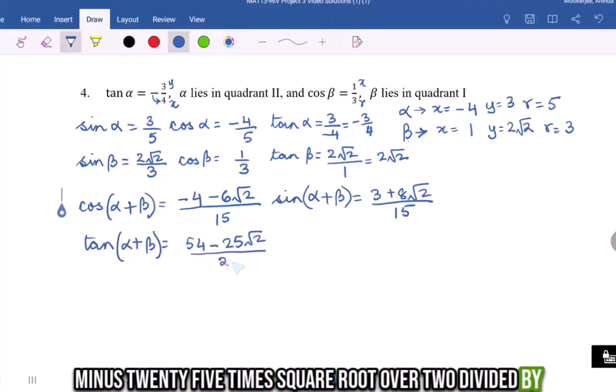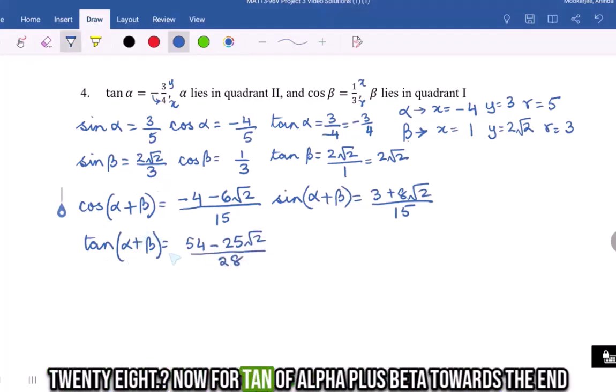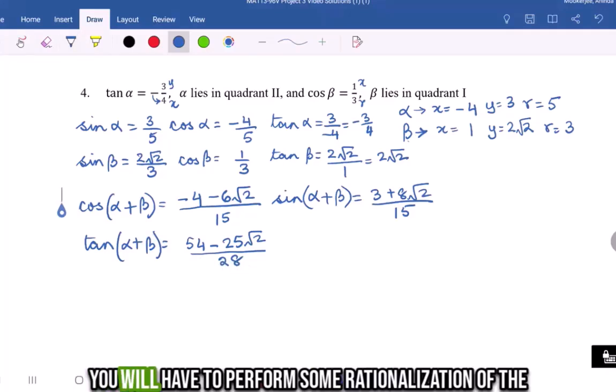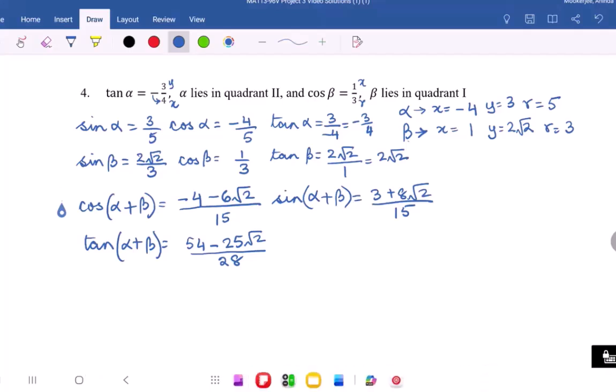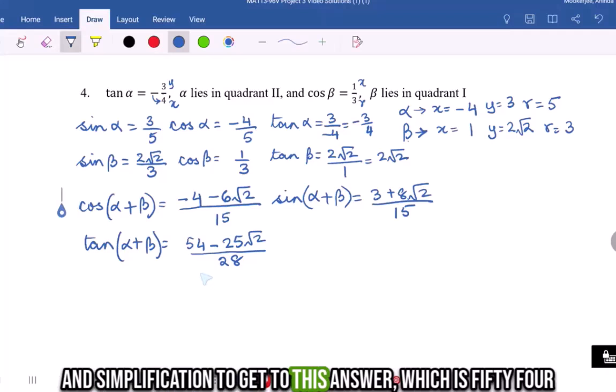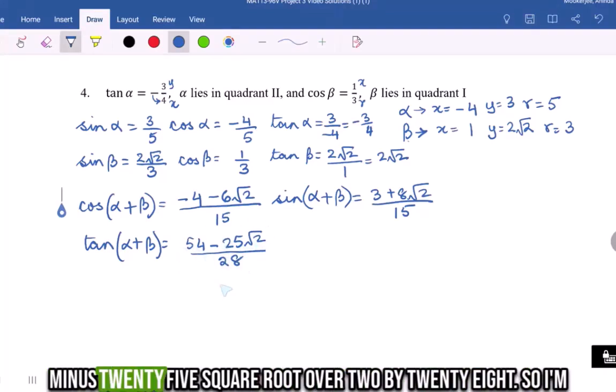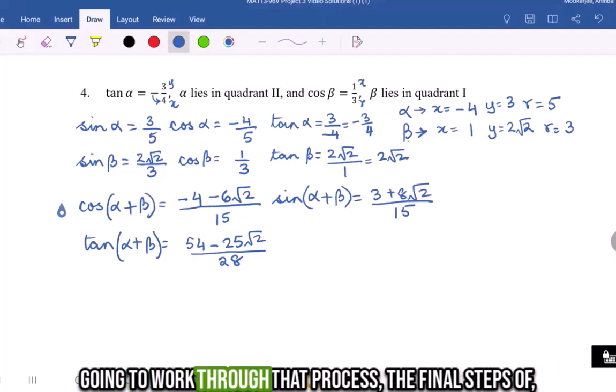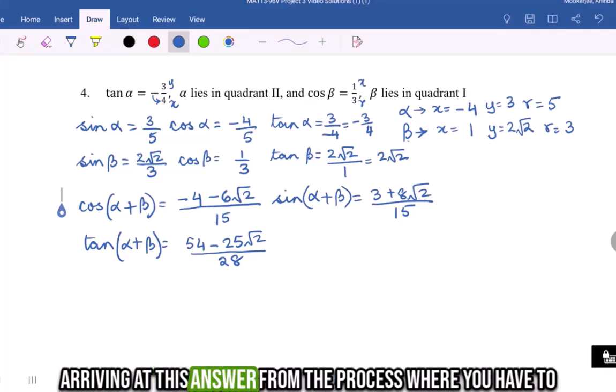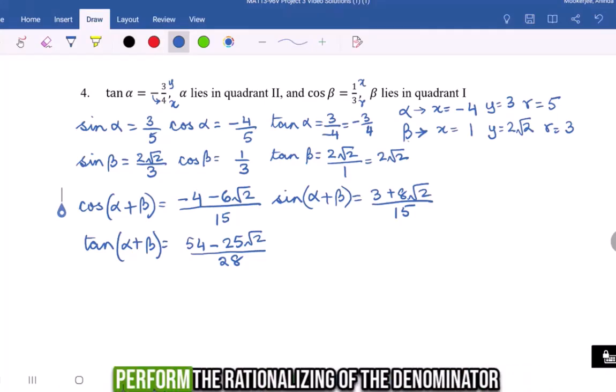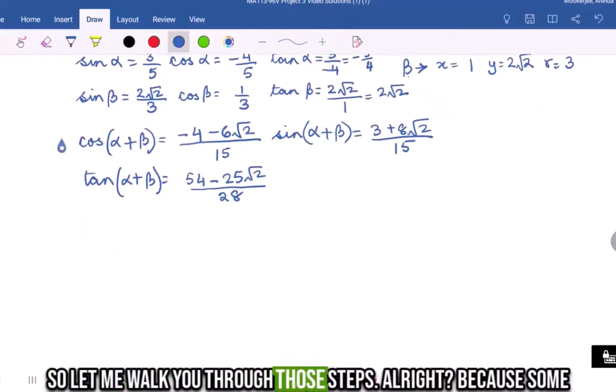Now, for tan of alpha plus beta, towards the end of the calculations, you will have to perform some rationalization of the denominator and simplification to get to this answer, which is 54 minus 25 square root of 2 by 28. So I'm going to work through the final steps of arriving at this answer, where you have to perform the rationalizing of the denominator. So let me walk you through those steps, all right?